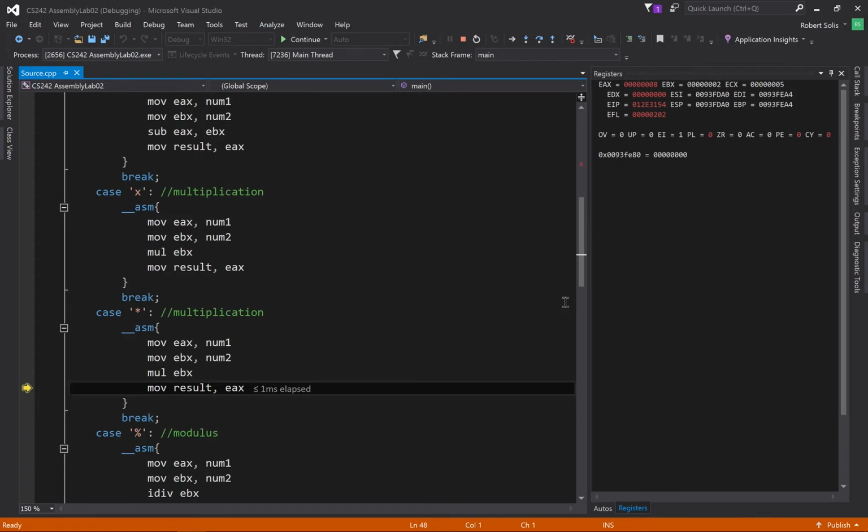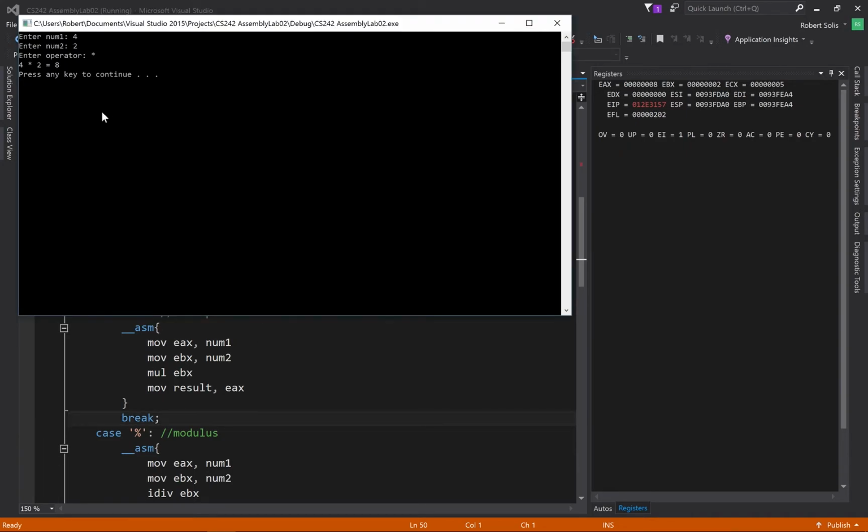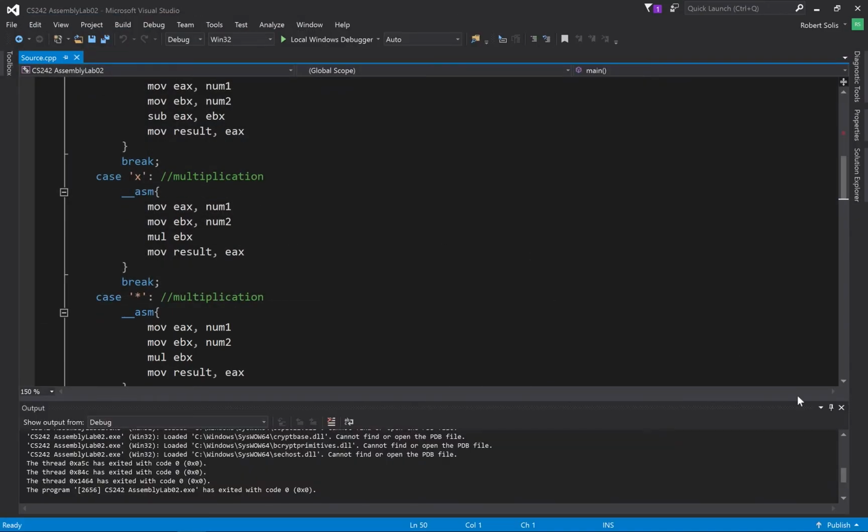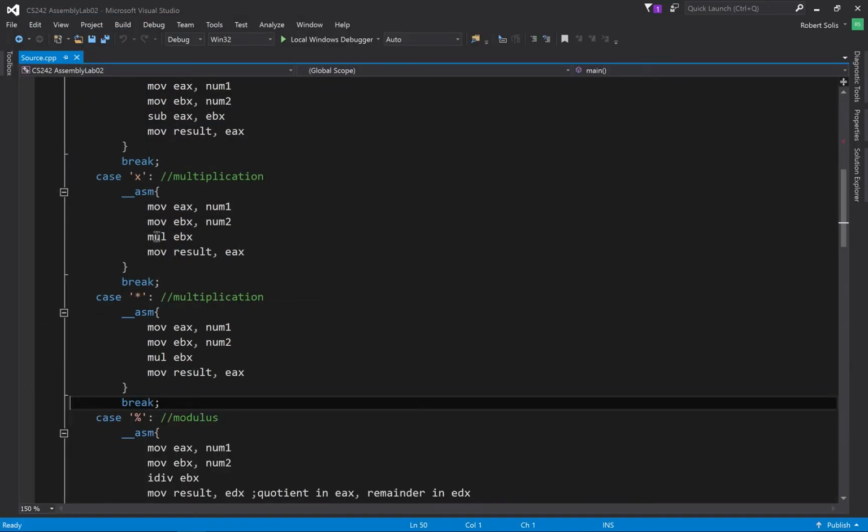All right, so now what we're going to do is we're going to take the result of this. We'll take EAX, which has the number 8, and put it into the variable result. And so now you can see that result has the value 8. And now we just simply run the program. 4 times 2 is equal to 8. Right? So if you want to multiply two numbers together, you're going to use MUL.